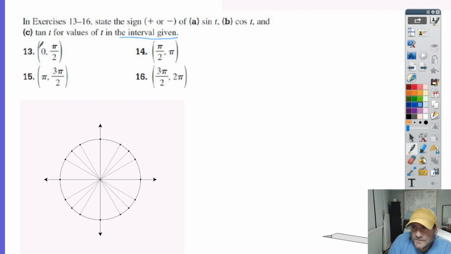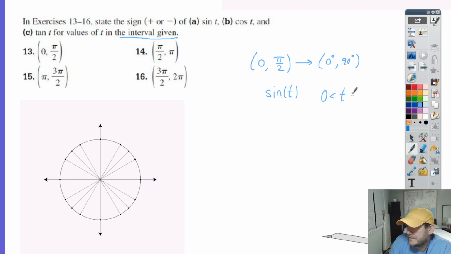So this is interval notation. So again, 0 comma pi over 2. First of all, if you understand that these are representing angle measures, then they're talking about 0 degrees to 90 degrees. So they're saying, talk to me about sine of t for a range of t values where t falls between 0 and 90. That's what they're talking about, which really means that all they're talking about is any angle that lives in quadrant 1.